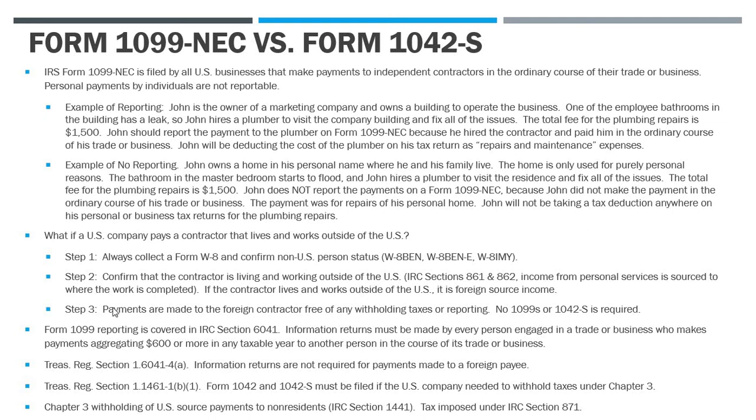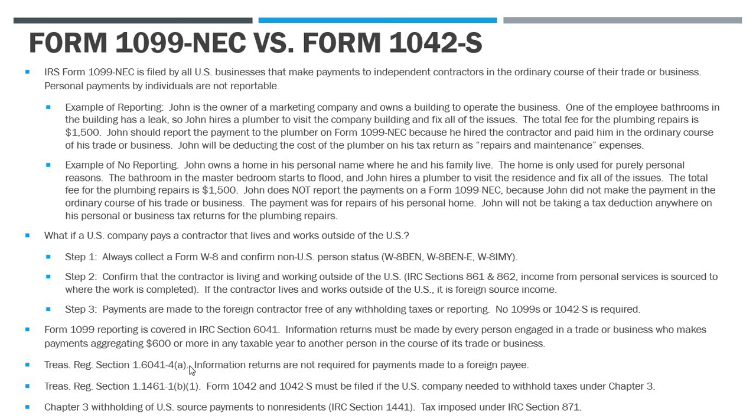Now, here's the last piece and the answer to the question here, right? Payments made to the foreign contractor aren't subject to any withholding taxes or reporting if they're payments for compensation, right? So again, it's a foreign contractor living and working outside the U.S., so it's going to be foreign source income. Don't have to worry about withholding taxes, and there's no 1099 reporting, right? So foreign persons do not get Form 1099s. It's only U.S. individuals and U.S. companies.